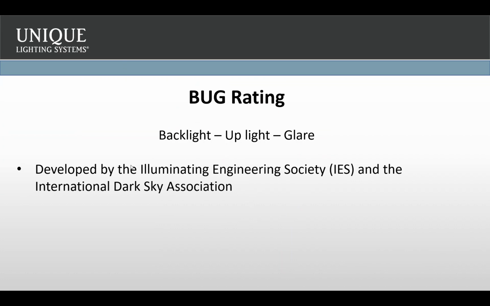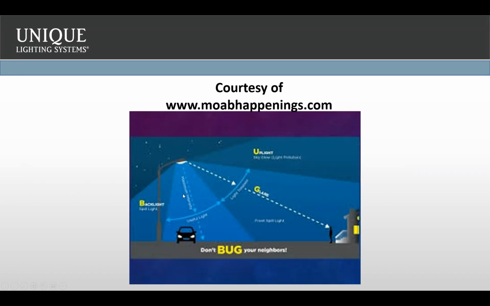Now, the new rating that's out is called the BUG rating, and BUG stands for backlight, uplight, and glare. It has been developed by the Illuminating Engineering Society in coordination with the International Dark Sky Association. There's nothing really implemented with this, but this is where they want you to follow. And if you take a look at this picture, which I got from Moab, this is what they're talking about.